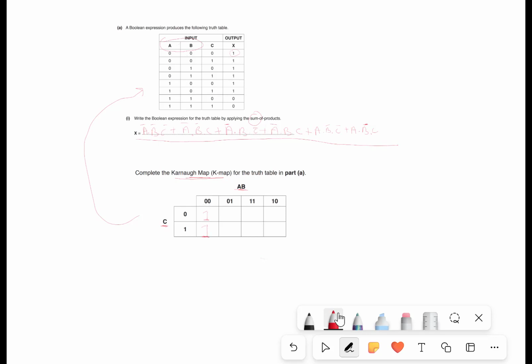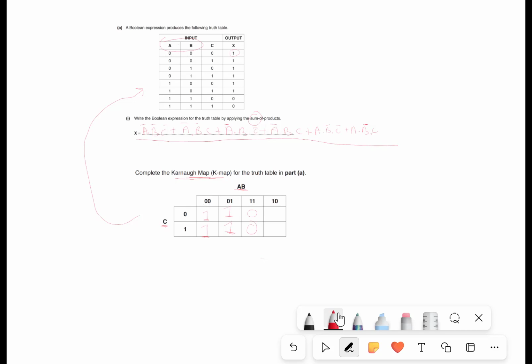We then have 0, 1, 0 here, so A is 0, B is 1, and C is 0. It gives us a 1. We have A is 0, B is 1, and C is 1, and the output is also a 1. What happens if A is 1, B is 1, and C is 0? It gives us a 0. If they're all 1s, A, B, and C, the output is also a 0.